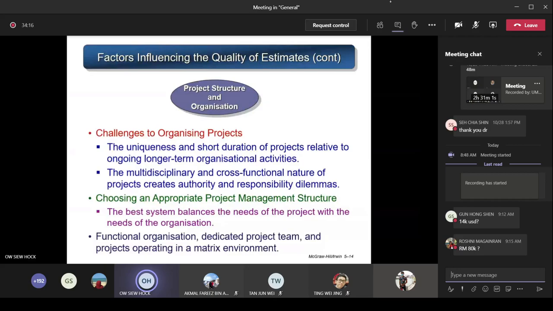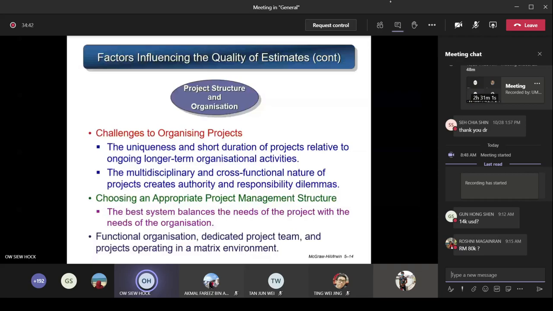The multidisciplinary and cross-functional nature of projects creates authority and responsibility dilemmas. Because you need people from different units or different departments, some problems are going to be created from this cross-functional nature, because you get people from different departments to join, work things out, and finish the project. So there is some kind of argument or conflict that's going to happen.